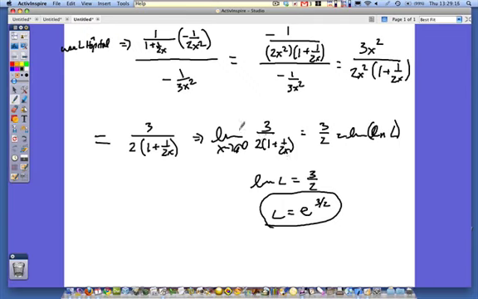And if you graph this function on your calculator and then take a look at the function as x gets large, like 100 or 1,000 or 1,000,000 or something, you'll see this goes right to whatever number e to the 3/2 is if you compute it. That's how you do it.